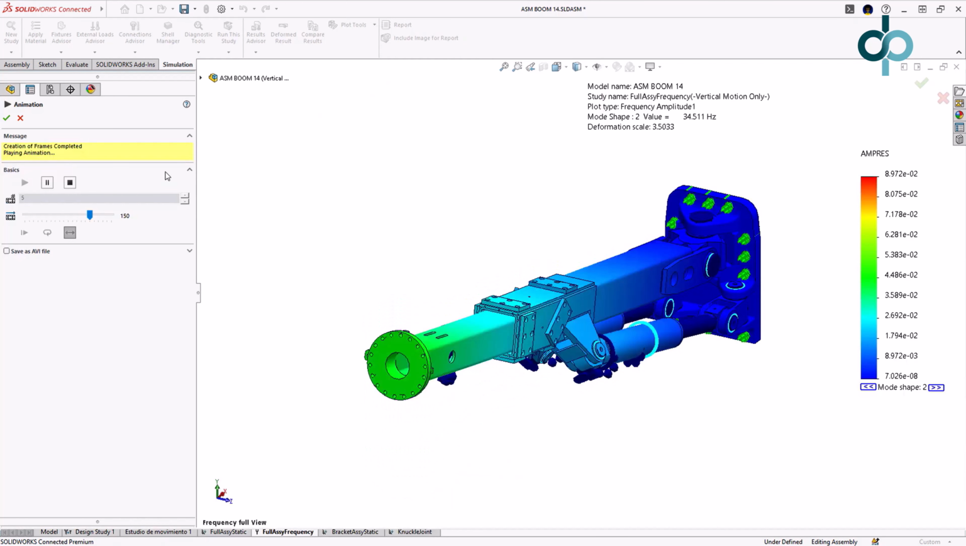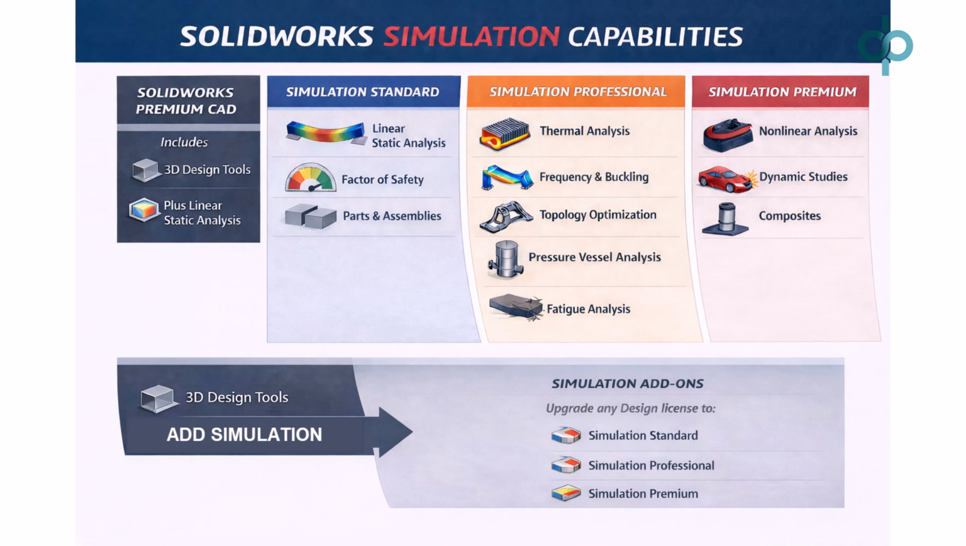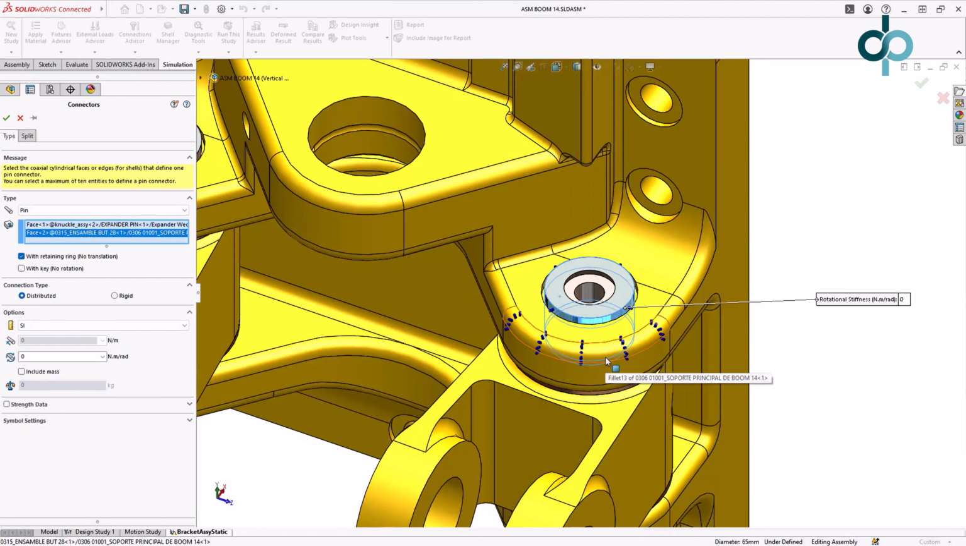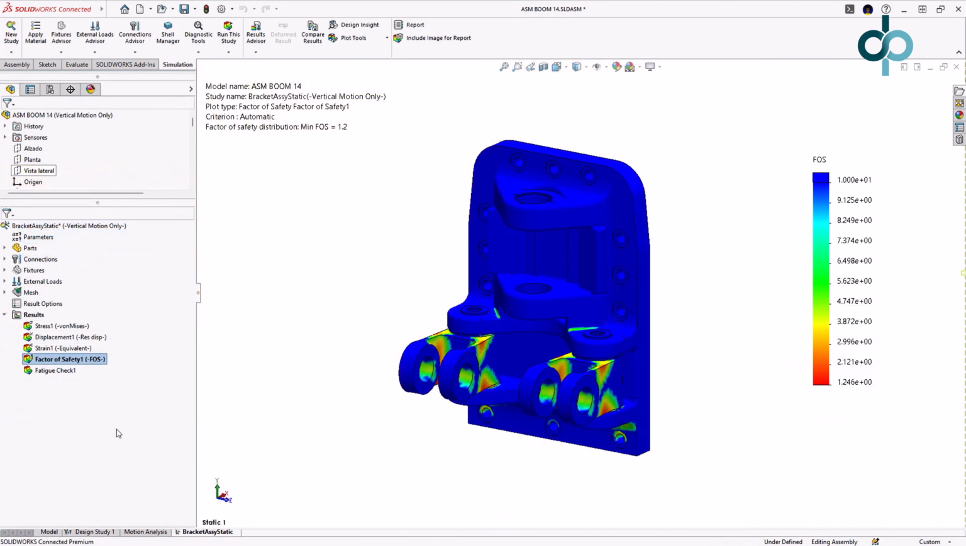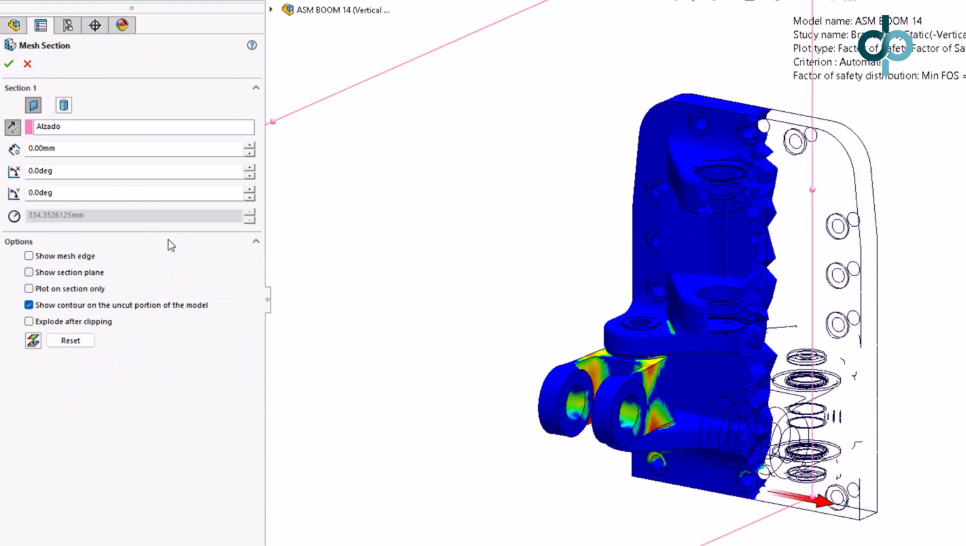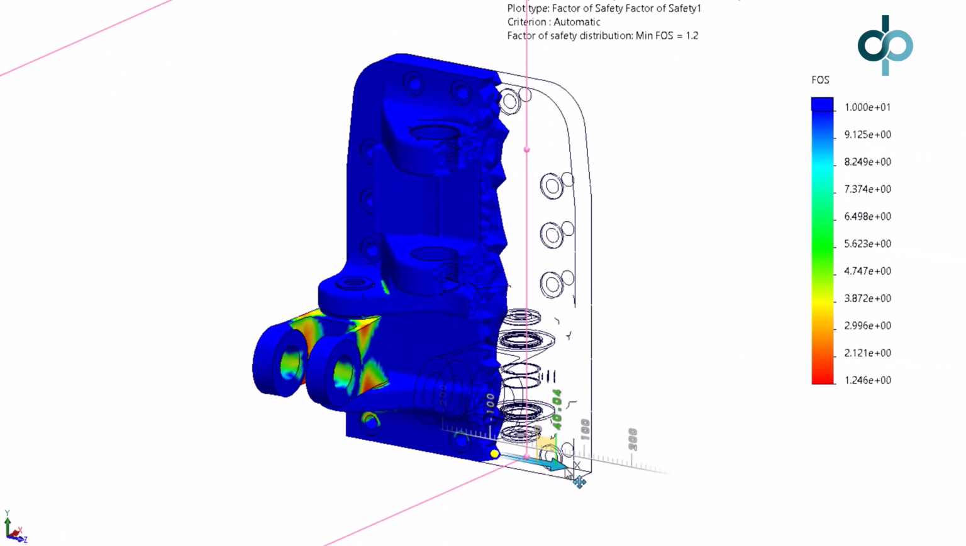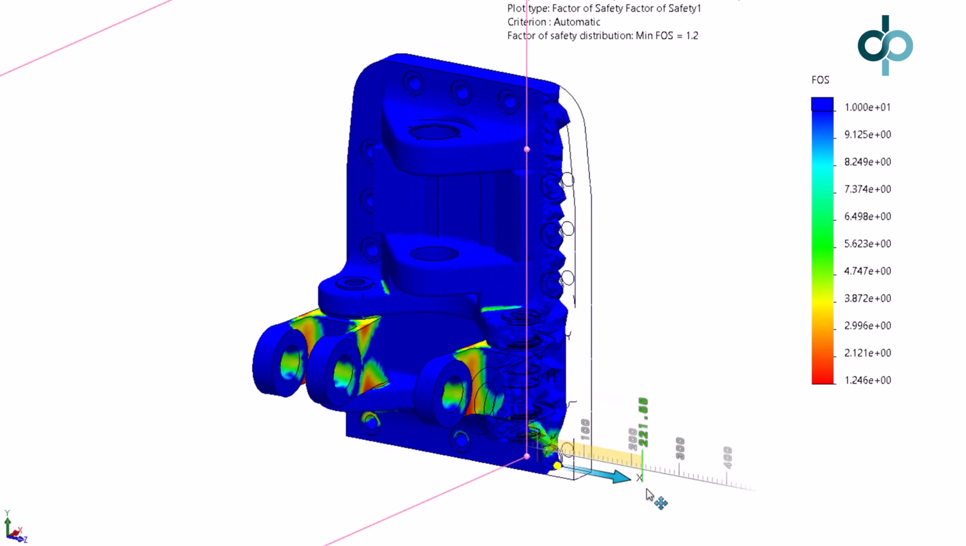The first way is to use SolidWorks Simulation that's included with SolidWorks Premium. The premium license to SolidWorks Design includes basic linear static analysis, which is just strength testing of parts and assemblies. This is the only flavor of simulation capabilities that is included with a SolidWorks Design license.